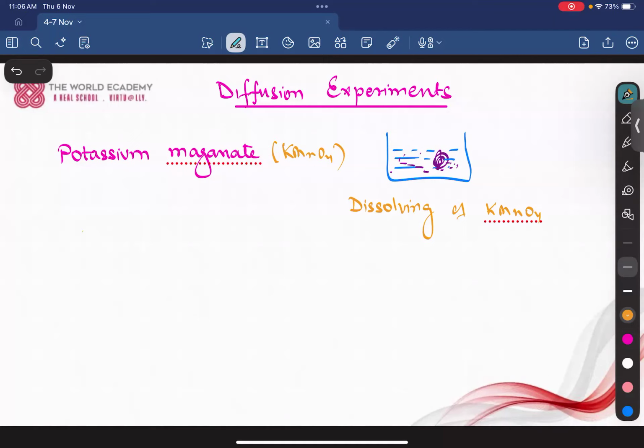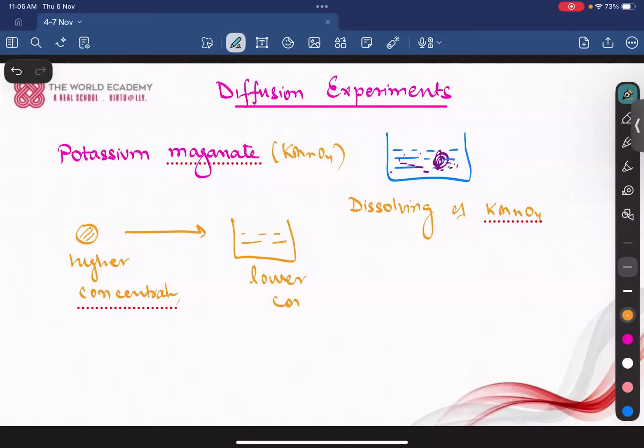So what is the thing? See, this KMnO4 has higher concentration, correct? Now, when it comes into contact with water, the water has lower concentration. So this higher concentration is moving towards the lower concentration in order to make a homogeneous solution, correct? So this process is known as diffusion. Got it? Any problem? Okay.